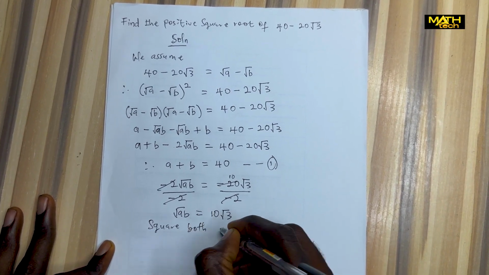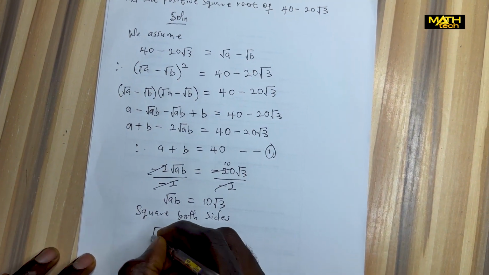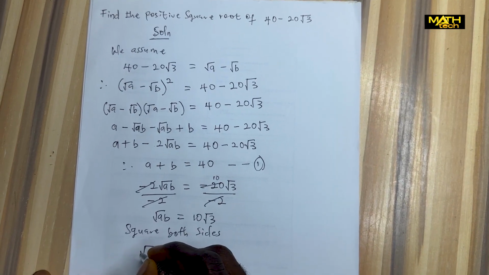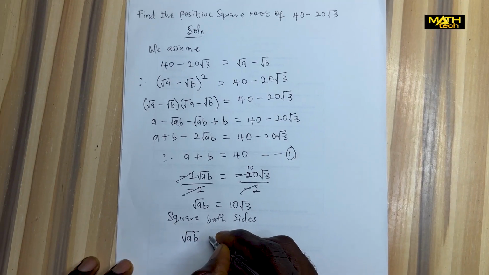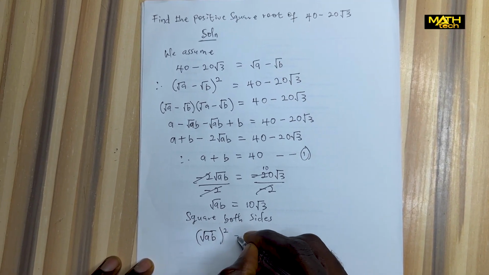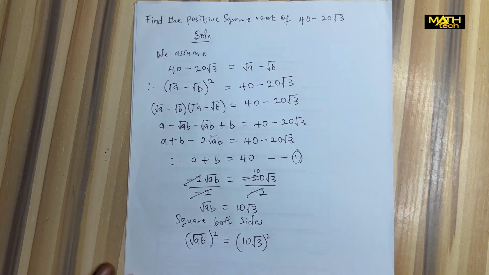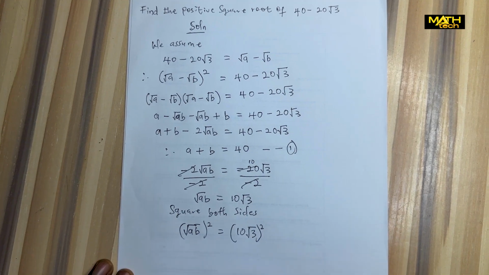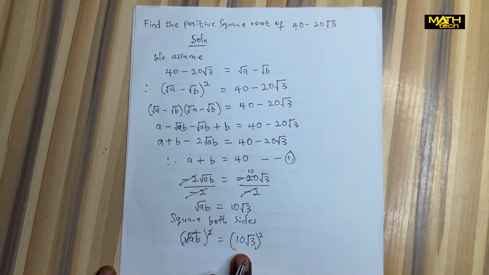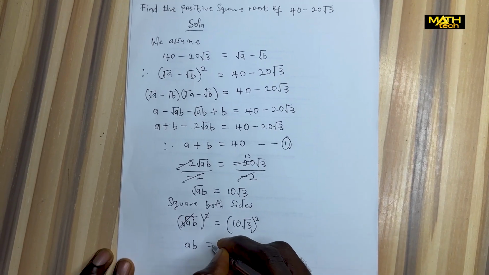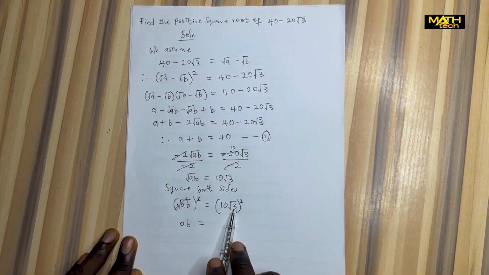So square both sides. Now don't forget, I've always told us that the square is always the inverse of the square root. So this will be all square, and this will be 10 root 3, all square. The square is an inverse of the square root, and also the square root is an inverse of the square, so they cancel themselves. Here we'll be left with ab. Now for the right hand side, 10 square times root 3 square.